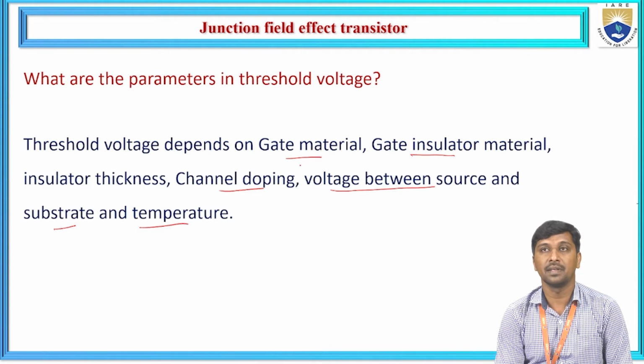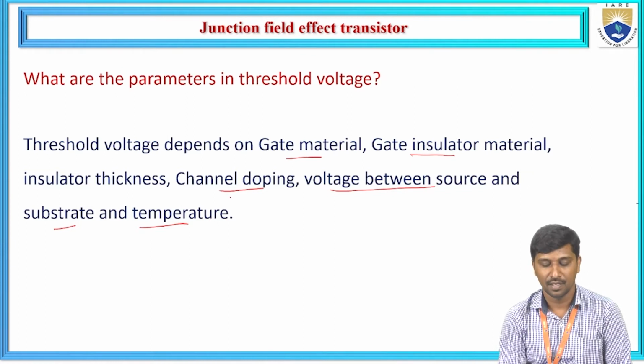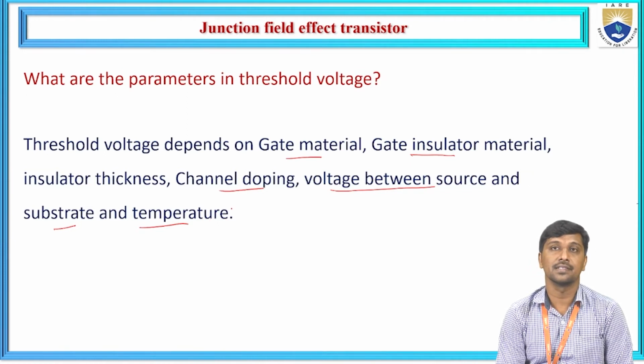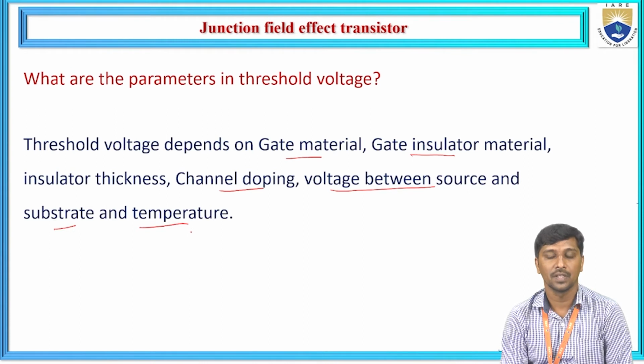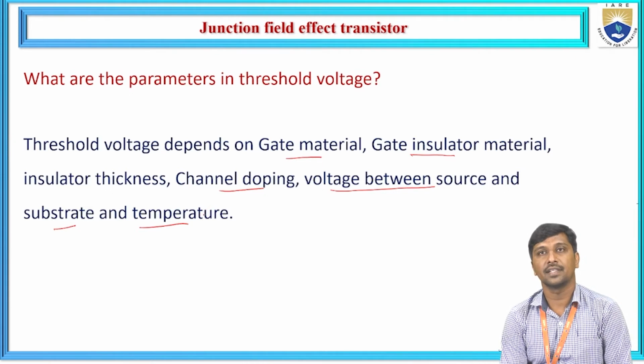What type of gate material are we using, either P-type or N-type material? What type of insulators are we using here? What is the oxide thickness or insulator thickness between the two conducting plates? What are the doping concentrations used to form this channel? How much voltage are we applying between the source and the substrate, and what are the temperature parameters? All these parameters define the threshold voltage for the particular field effect transistor.